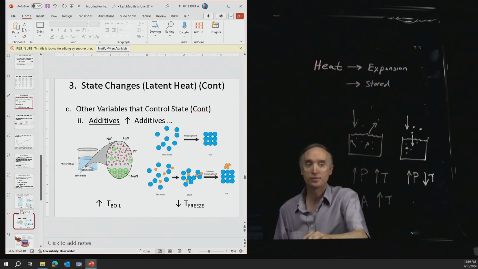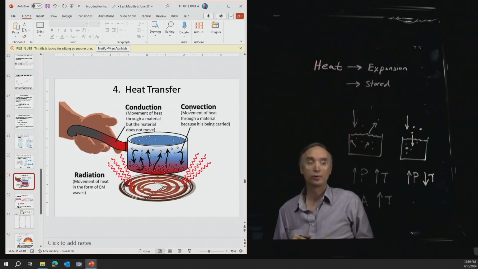All right, so that takes care of changes of state. Now we're going to take a break, and when we come back, we're going to look at the fourth consequence of what heat can do, and that is that heat can be transferred from one place to another through three mechanisms. So I'll see you in just a moment.